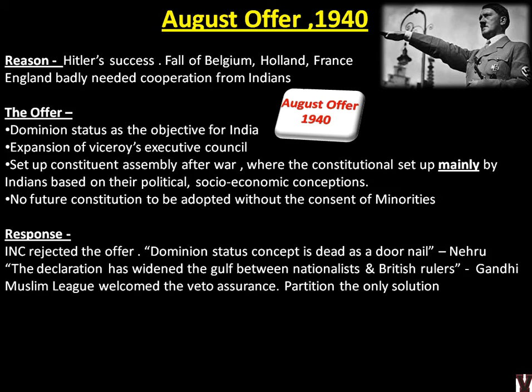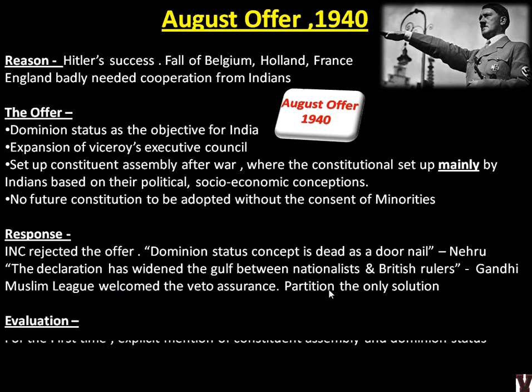The Muslim League welcomed the veto assurance because the Muslim League always wanted priority. So the last statement in the offer, if you see, no future constitution to be adopted without the consent of Muslims or minorities. So they were happy with that veto part alone. But what they wanted was partition. Partition is the only solution.